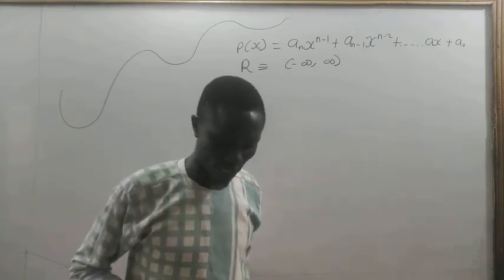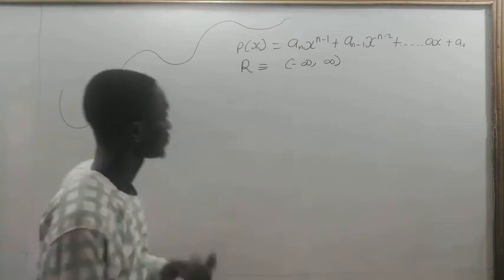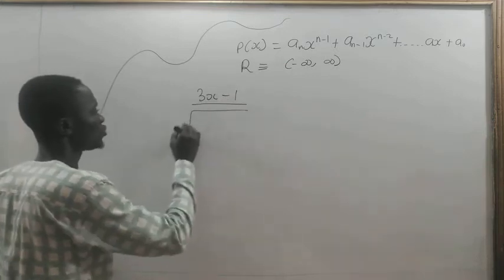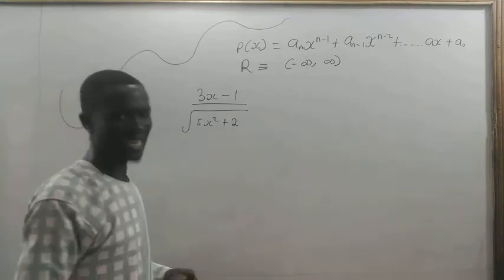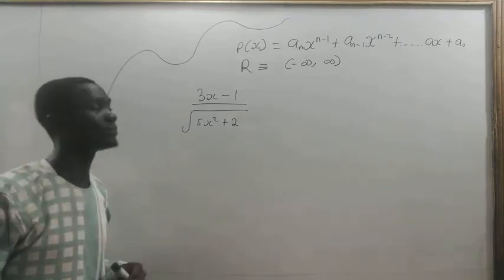Now, let's look at this one. Here we have 3x minus 1 divided by square root of 5x squared plus 2. Let us discuss the continuity of this function intuitively.